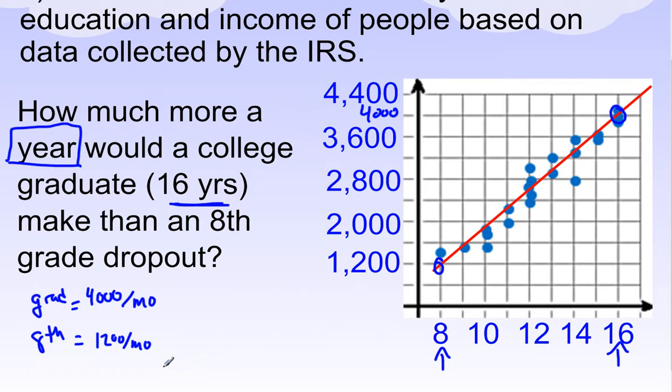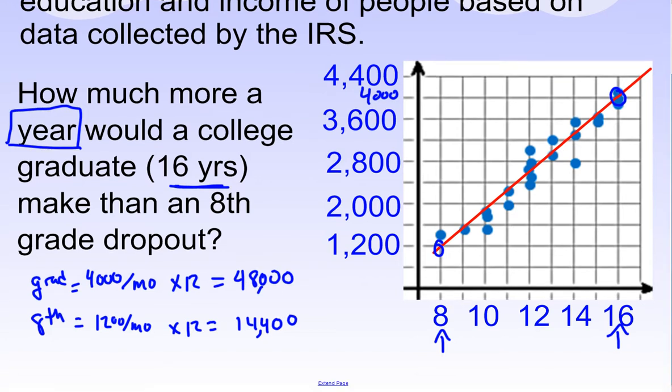So what is that difference in terms of a year? Well, there's 12 months in a year. So this guy's making $4,000 a month times 12 months would give him $4,800, or I'm sorry, $48,000 a year. This guy times 12 gives him 14,400. So a college graduate could expect to make $50,000 a year, where an 8th grade dropout would make $14,000 a year roughly. So how much more?